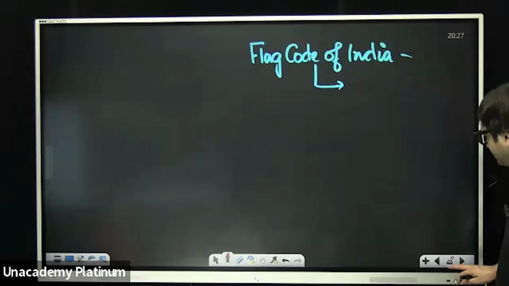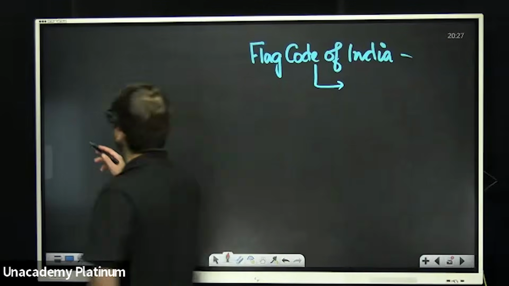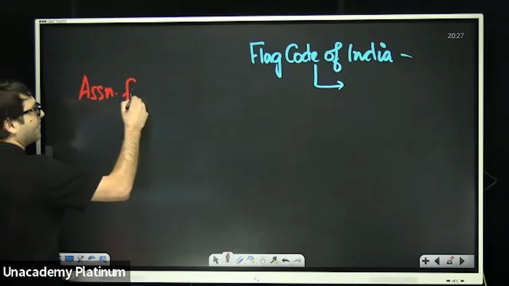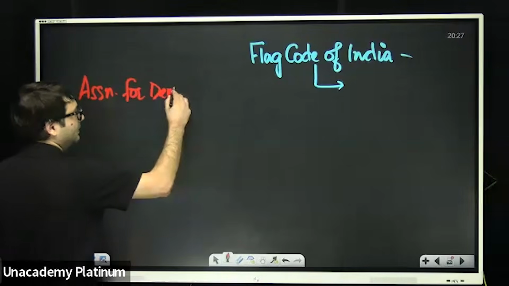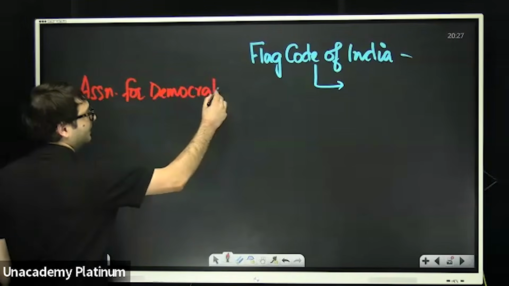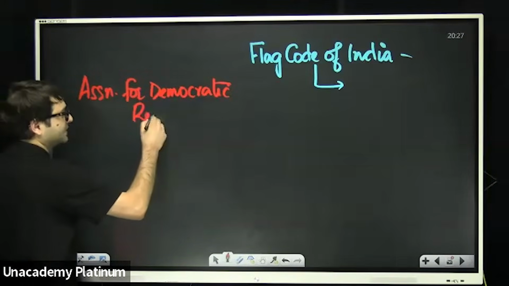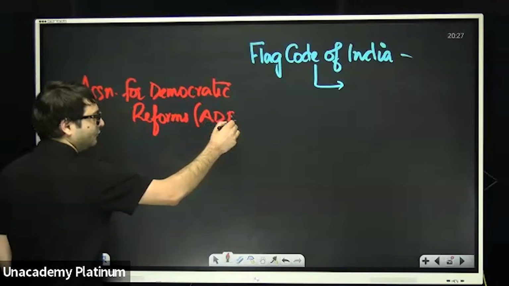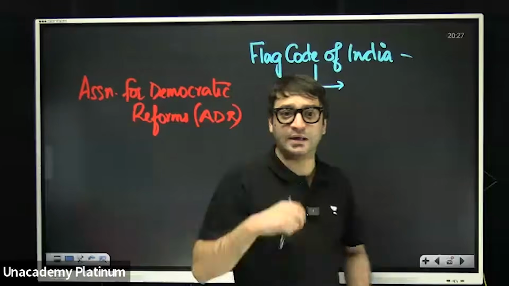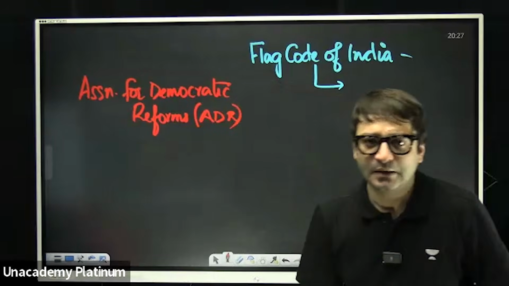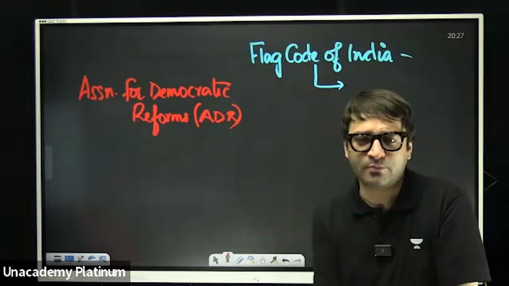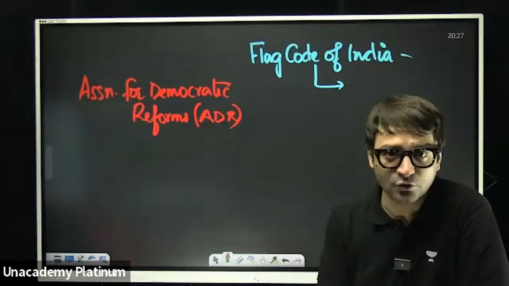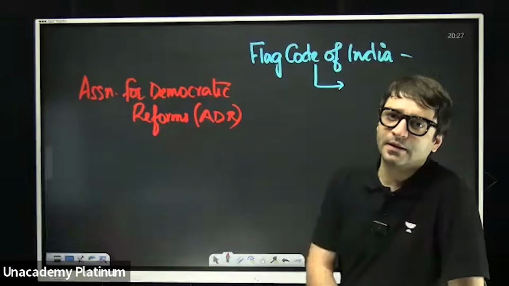Another organization, the Association for Democratic Reforms. This is an organization which works in the field of electoral reforms. For example, ADR was the petitioner in the electoral bond scheme. ADR approached the Supreme Court and said, dear Supreme Court, do we have freedom of speech and expression? Court said, yes, you have, Article 19(1)(a).